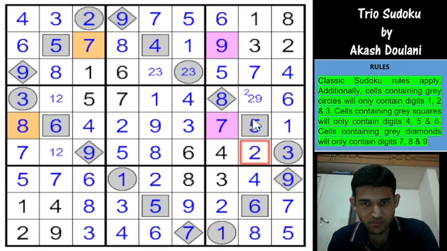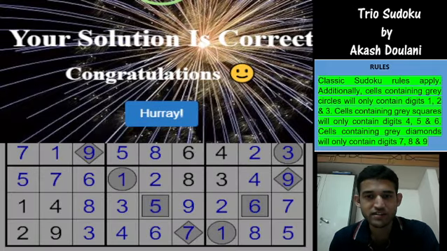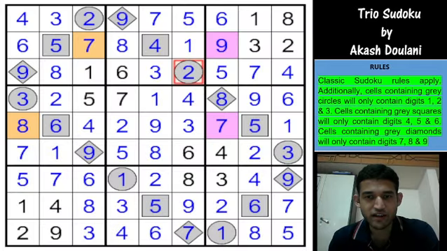So which means this is 2, that is a 9, and 1, 2 can be resolved easily. That's a 2, that's 1, and 2, 3 pair now. So this is a 3, and that is 2. Beautiful. And with that we have completed this excellent Sudoku by Akash Dulani.